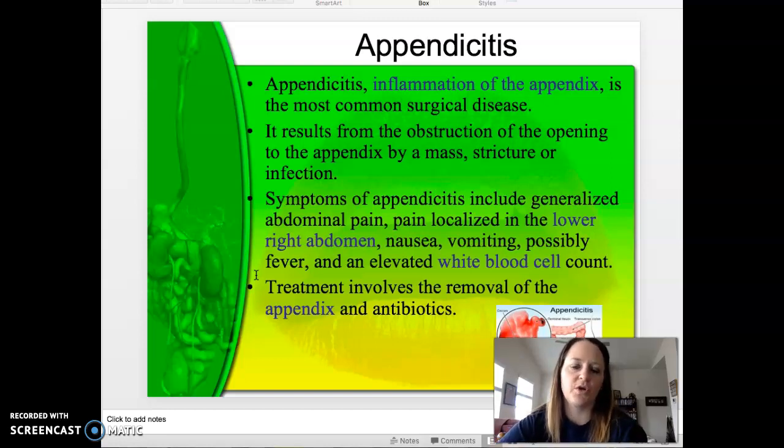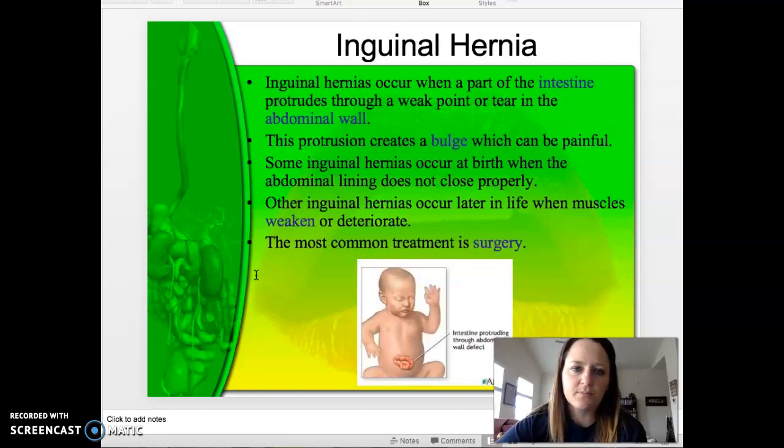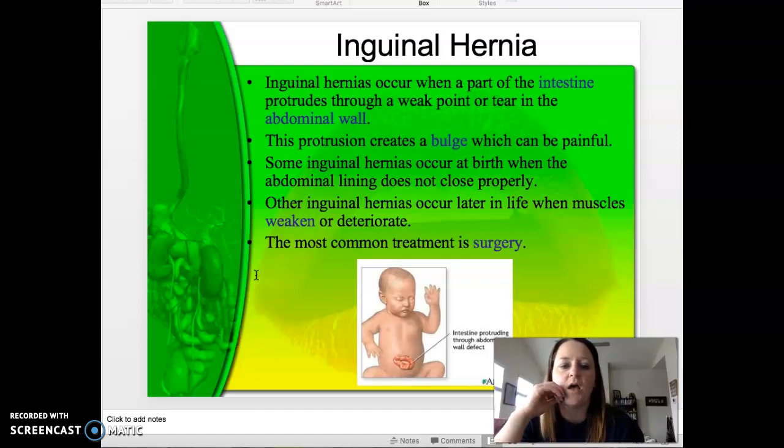Usually if you have inflammation anywhere in your body, your white blood cell count is going to be higher because remember that's the one that's going to be fighting against diseases. So that's appendicitis. An inguinal hernia. Basically, this is where the intestine is going to protrude through a weak point or a tear in the abdominal wall. You have muscles there, and if they get a little tear, you could have part of your intestines poke out. Most of the time, they're just going to go in and do surgery, fix it up, and it takes a little bit of time to heal. A lot of them actually occur in babies because their muscles aren't closed properly.